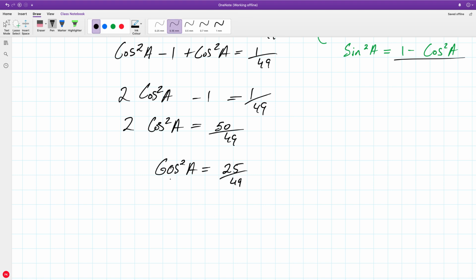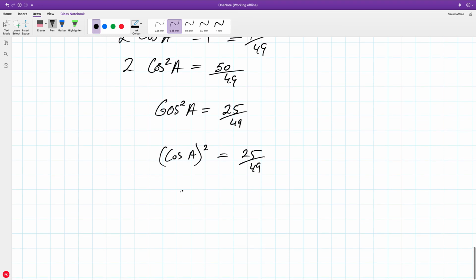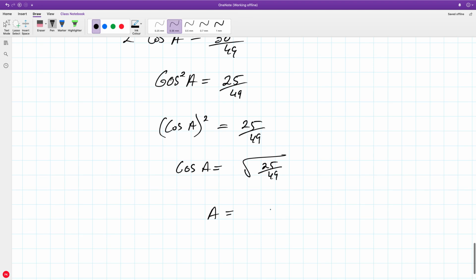Anyone able to tell me another way of writing cos squared A? Cos of A, to be squared, exactly. Don't forget that. It's an indices rule we learned in algebra. Cos squared A, you can bring the squared out and it becomes cos of A, all squared. 25 over 49, that means cos of A is equal to the square root of 25 over 49, which is plus or minus 5 over 7. Sorry, the cos of A is equal to plus 5 over 7 or minus 5 over 7. And there's your two values for cos of A.